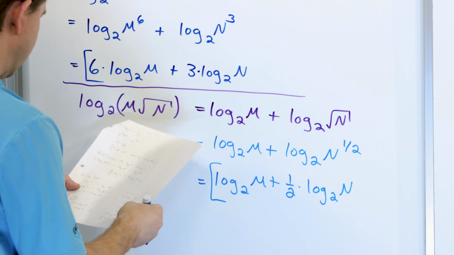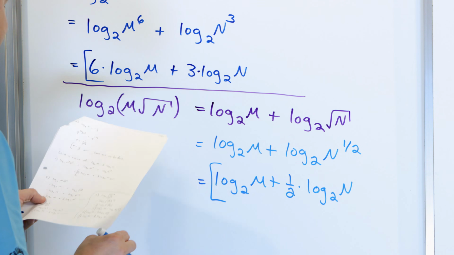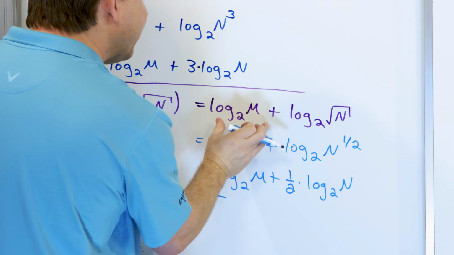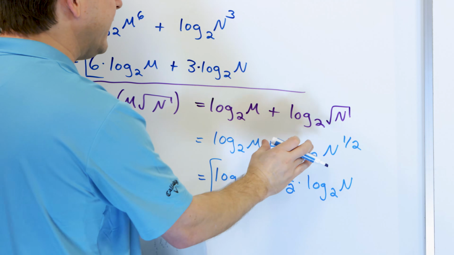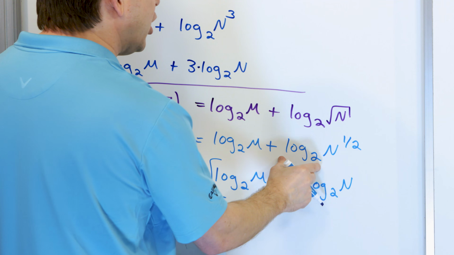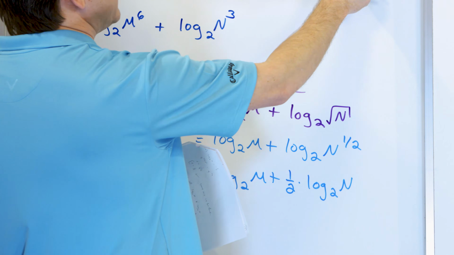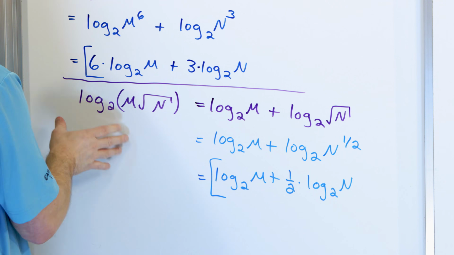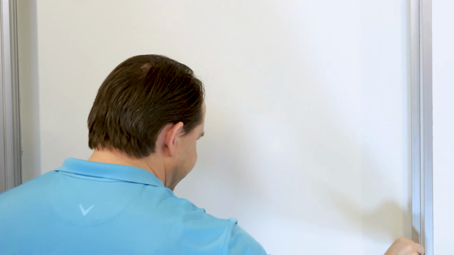This is the final answer. Log base 2 of m plus 1/2 log base 2 of n. Now we have written it in terms of this and this. The previous step, even though it kind of was halfway there, really wasn't because this is the log base 2 of the square root of n. That's not exactly what we were trying to accomplish. All right, we have two more just to get kind of our feet wet and continue working on this.